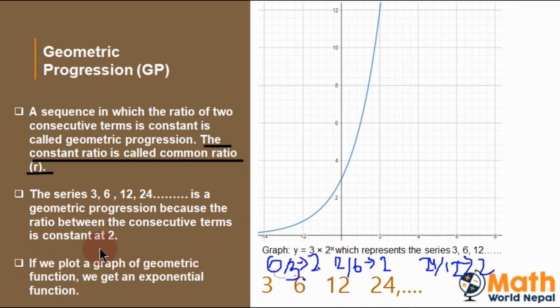If we plot a graph of a geometric function, we get an exponential function. So in the given graph, the equation y equals 3 into 2 to the power x represents the series 3, 6, 12, which is in geometric progression, and the given graph is an exponential graph.